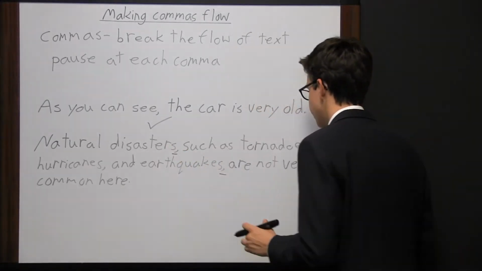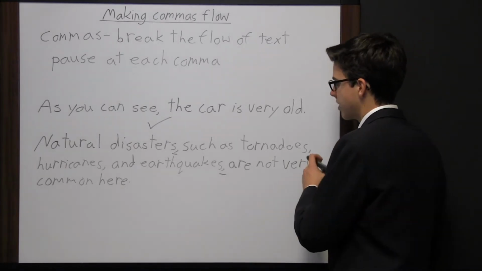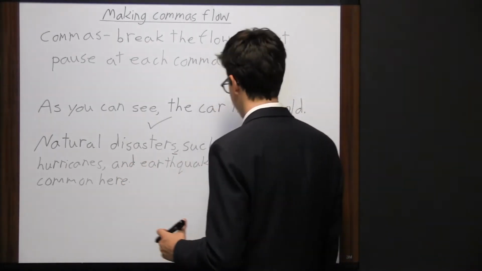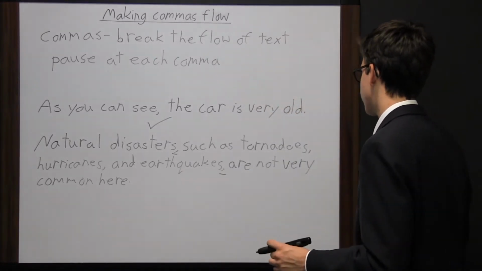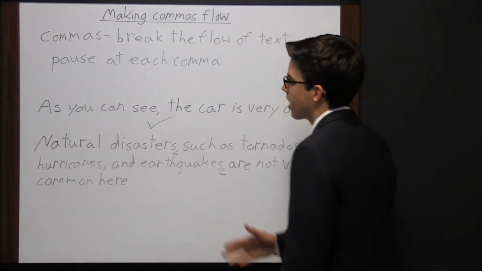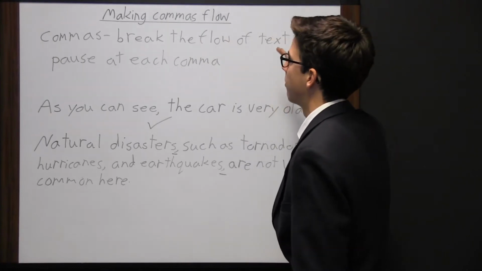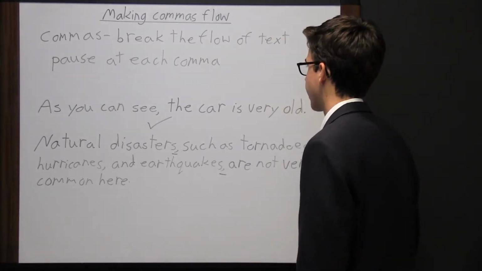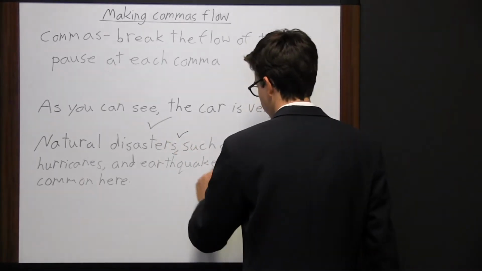Now, when you're reading the list, such as tornadoes, hurricanes, and earthquakes, you don't really need to pause in between each item in the list. But here the commas aren't here as much to break the flow of text. In this case, they're just distinguishing between the different items in the list. So this is kind of an exception of when you wouldn't follow the rule that commas are only there to break the flow of text. But in general, hopefully you can see kind of a better idea of when to use commas.